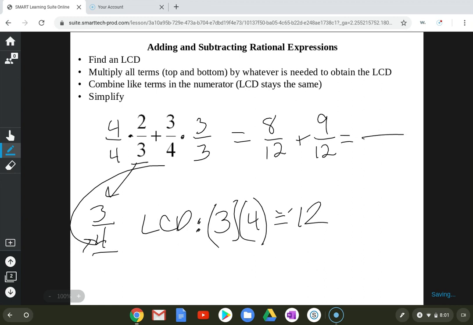Now, when you're adding fractions, the denominator stays the same. You don't add the denominators, you only add the numerators, and our answer is 17/12.